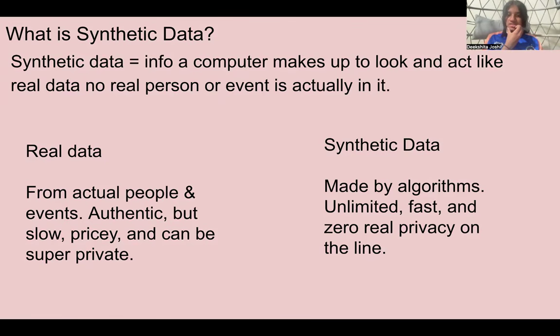So synthetic data just flips that. It's made by algorithms, so you can generate as much as you want, as fast as you want, and there are no real people attached to any of it. So there's no privacy risk. And that trade-off is basically real and authentic versus fast and private. It's basically the whole reason synthetic data exists.